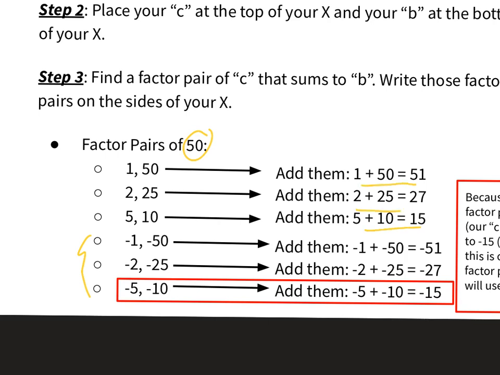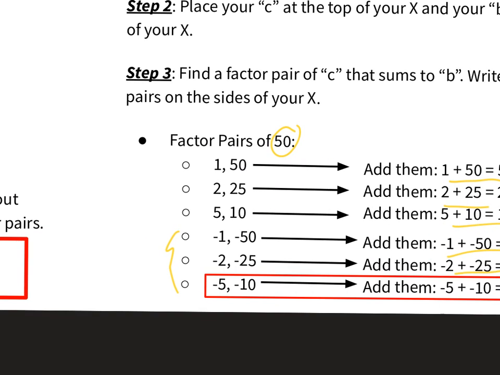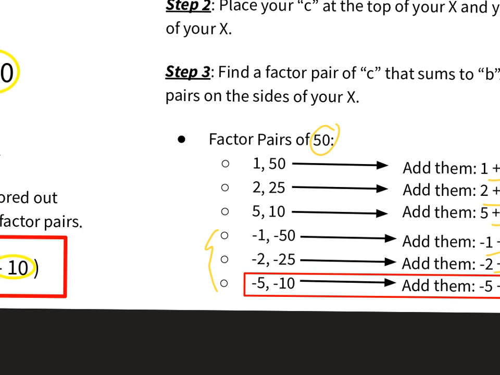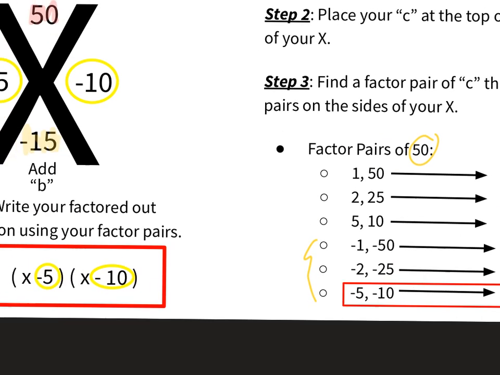And I'm seeing that none of them are adding up to my b value except for negative 5 and negative 10, because when I add them, I get my b value of negative 15. Okay? So I know that because this multiplies to my c, my negative 5 times negative 10 multiplies to my positive 50, and adds up to my b value, negative 5 plus negative 10 is negative 15. This is going to be my factor pair.